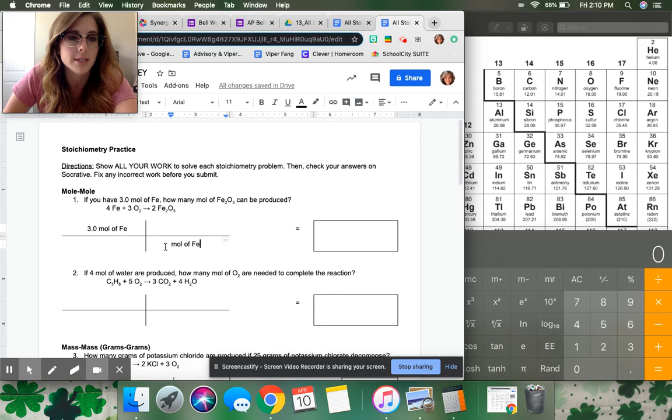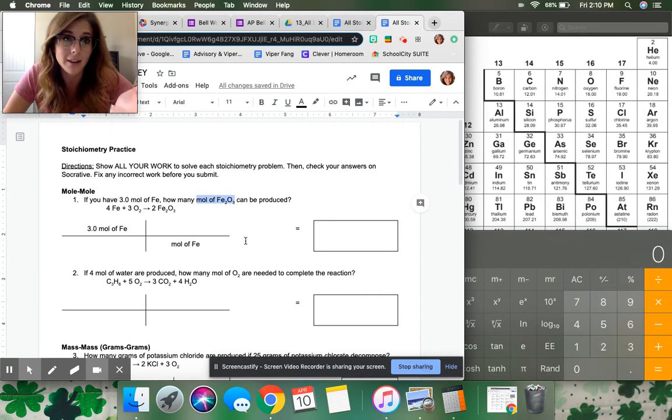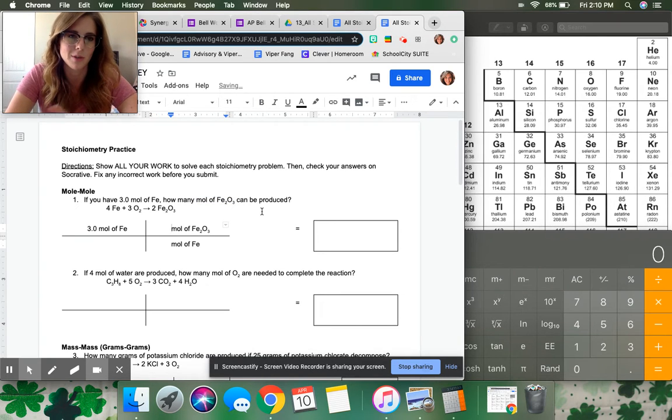So moles of iron is going at the bottom, and the unit that I desire in this question is how many moles of iron oxide. Again, I can just copy and paste this. That's exactly what I'm going to need in my problem.